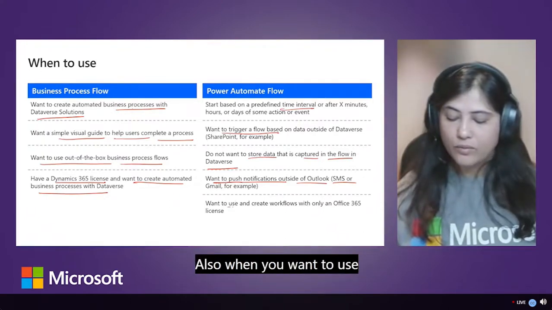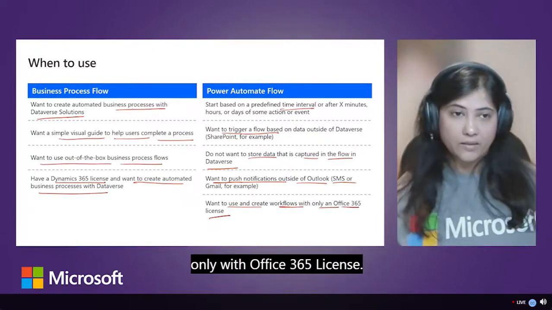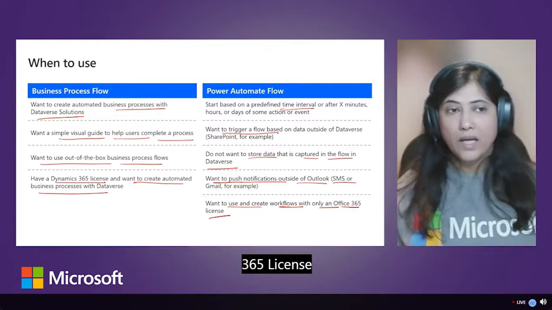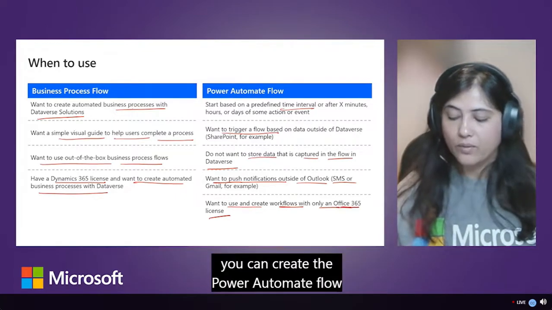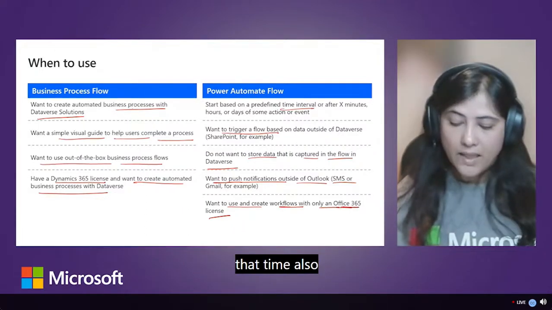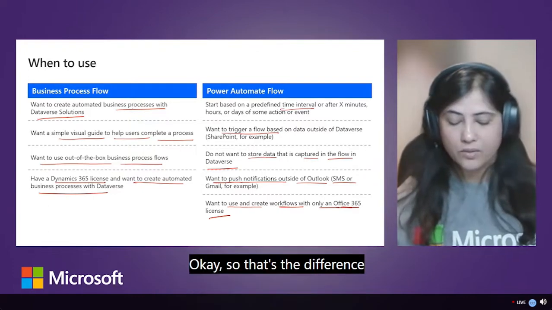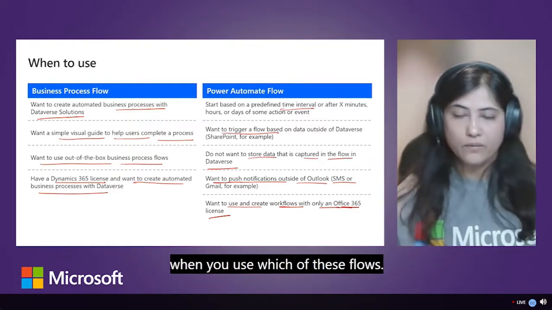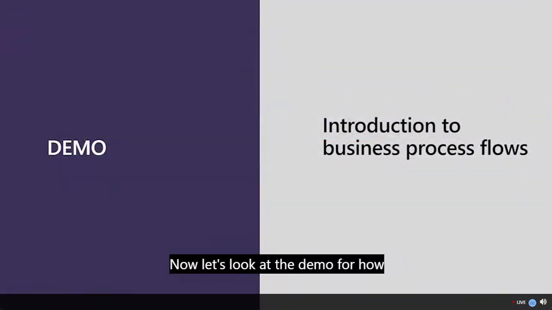Also, when you want to create workflows only with an Office 365 license, so you don't need to have a Dynamics 365 license when you're working with this Power Automate flow. You can create the Power Automate flow with the Office 365 license. That time also you're going to create this Power Automate flow there. Okay, so that's the difference in when you'll use which of these flows. Now let's look at the demo for how we can create the business process flow.